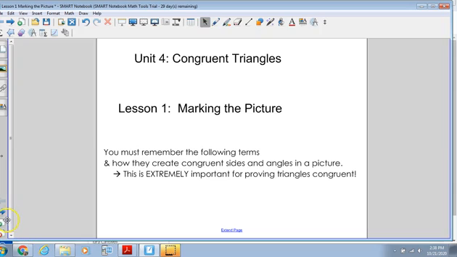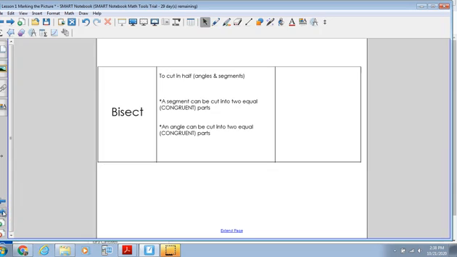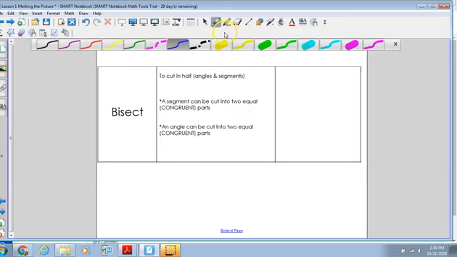And we are going to talk about 6 terms, just what do they mean in general for geometry, and then how do they apply specifically to our unit on congruent triangles. The first term is bisect. Bisect means to cut in half. We can bisect angles, and we can bisect segments. A segment can be cut into 2 equal or congruent parts, and an angle can be cut into 2 equal or congruent parts.